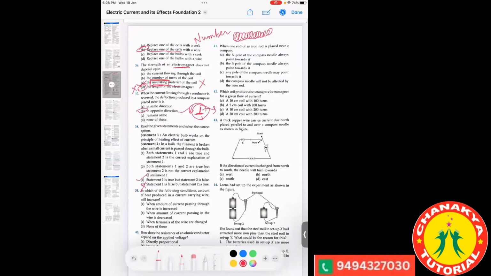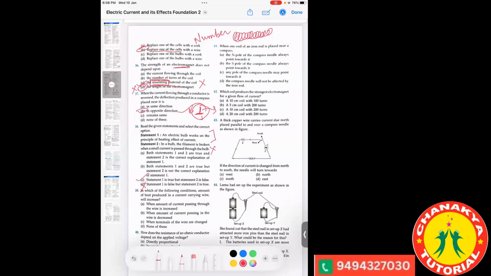It is C. In statement one, they have given: an electric bulb works on the principle of heating effect of current, which is very true. We know very well that it works on the heating effect of the current. Because of the current, the heat will be there, and because of the heat, the bulb starts glowing. Now, statement two: in a bulb, the filament is broken when a small current is passed through a bulb. No. When we are passing a small current to the bulb, the filament does not break. So the correct answer is C. And if in case the filament gets broken down, then what happens?